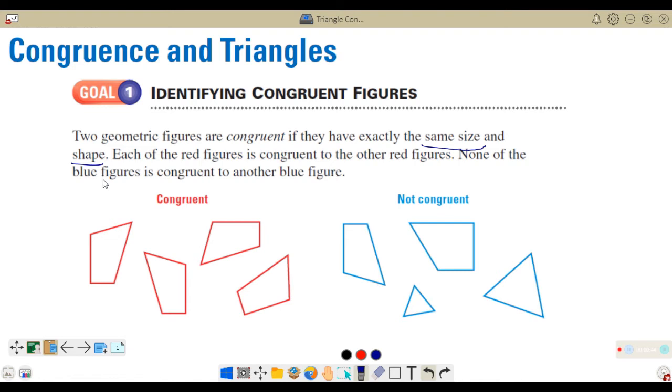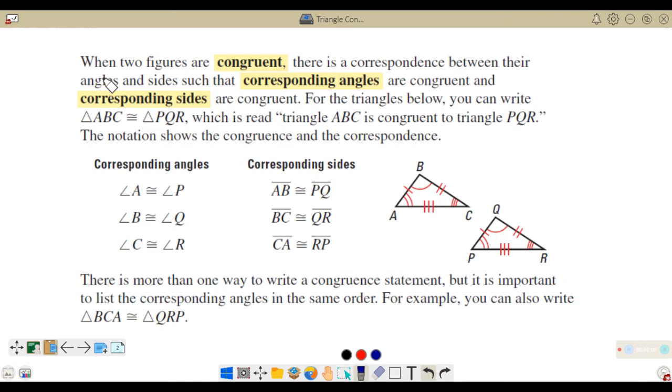So they are congruent. While in the second set, meron tayong triangle, meron tayong quadrilateral, tapos hindi pa sila magkakasing laki, hindi pa sila magkakasing shape. Therefore, they are not congruent. Okay? So now, let's define congruence.